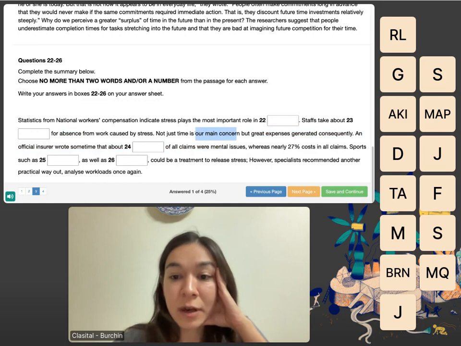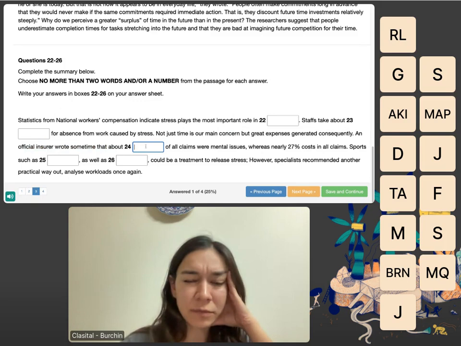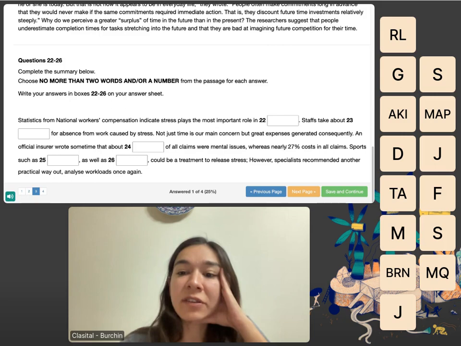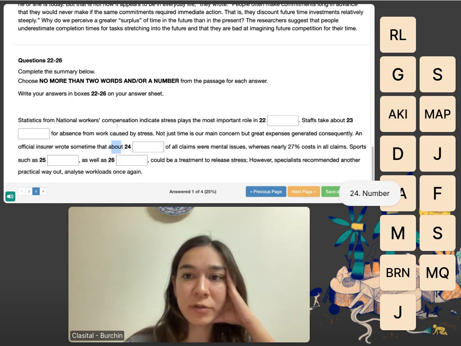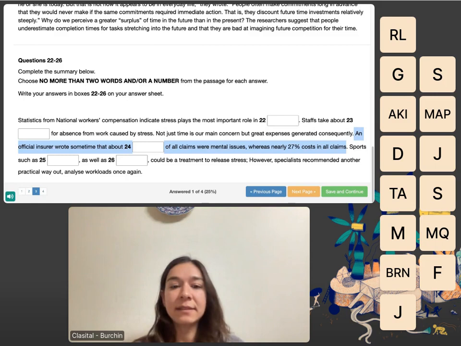Not just time is our main concern, but the great expenses generated consequently. An official insurer wrote sometime that about something of all claims were mental issues. Keyword alert: mental issues. Whereas nearly 25 costs in all claims. About, nearly, they are synonyms. So maybe it will be a percentage too. And I think so too, 24 will be a number, because I'm looking for this sentence. And in this sentence, it seems logical to put another percentage too because they are comparing something.